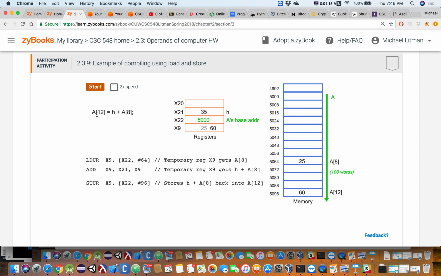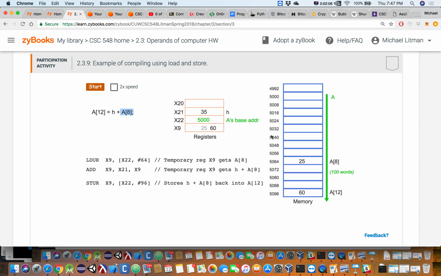So if we wrote the high level code, we had an array named A at bucket 12 is going to equal H plus A at bucket 8. So they've said that H is this x21. So this is this 35. That's what my variable H is. So they've moved that into register 21. So they want us to write into memory at base address A plus offset 12 whatever H is plus the value that currently lives at address 8.